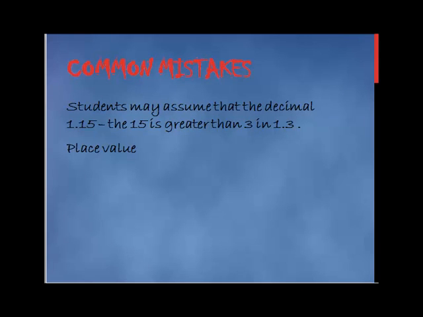Remember, common mistakes. Students may assume that the decimal 1.15, since it has a 15, is greater than 1.3. Don't confuse yourself. Remember place value. You're going to hear me say place value with decimals all the time. So make sure that you annex a 0 so both have the same place value, and then you can compare them. And you would know that 1.30, when I annex the 0, is larger than 1.15.